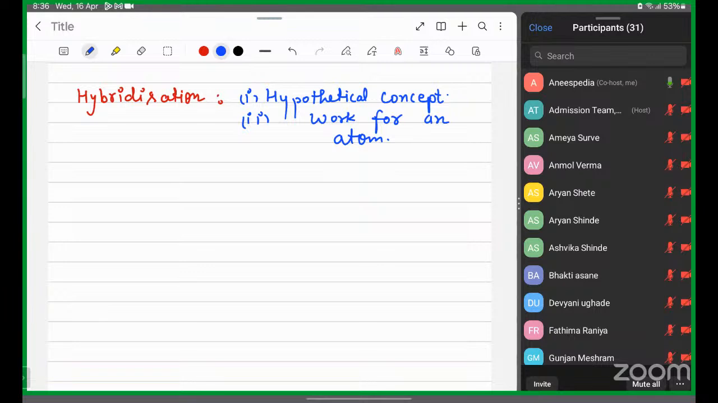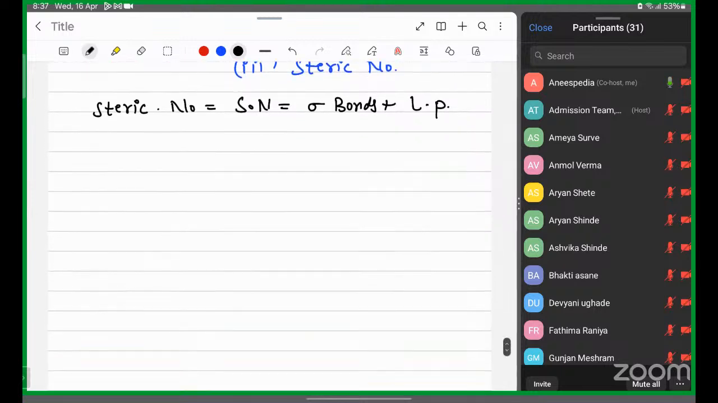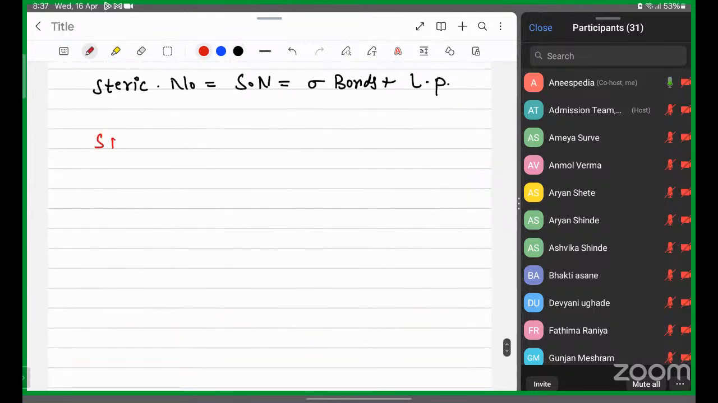Third point, to know the hybridization of any central atom, you have to find out the steric number. How do we find out the steric number? Steric number, given by Sn, is equal to sigma bonds plus number of lone pairs. And there are different possibilities: steric number, hybridization, and then geometry of the molecule.